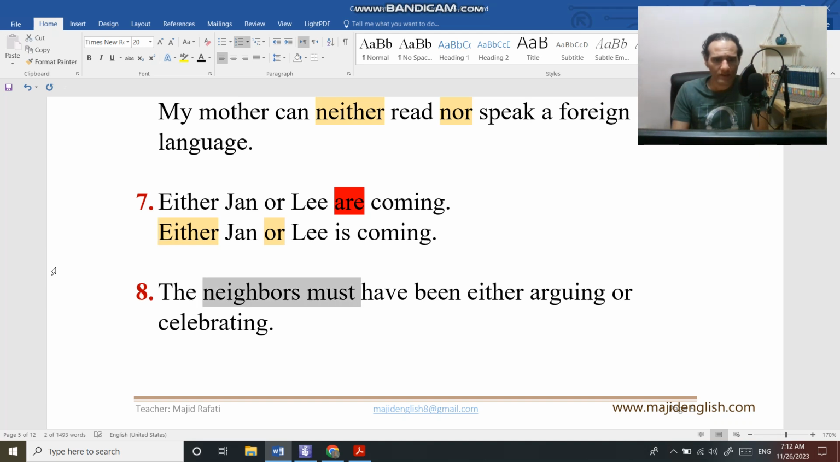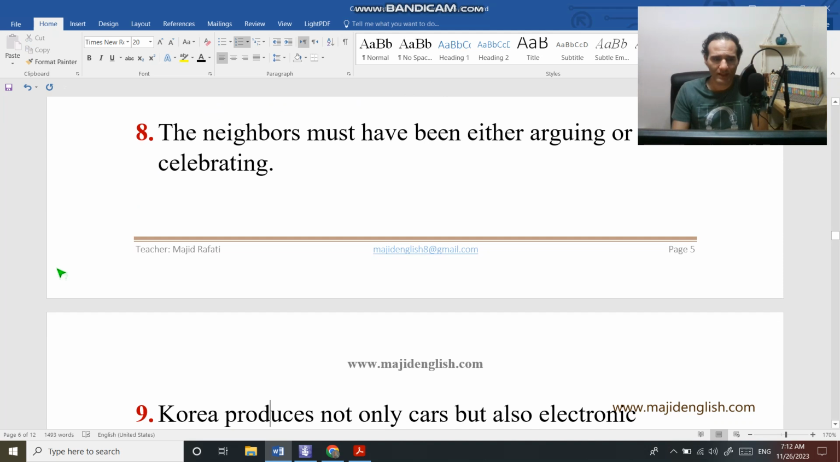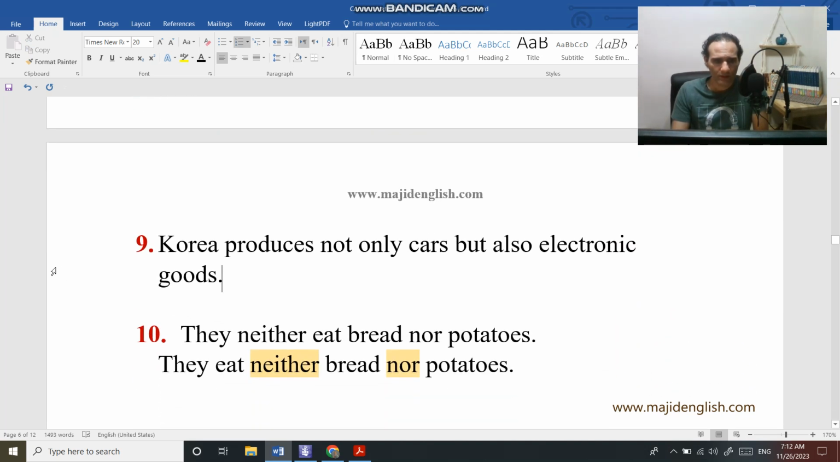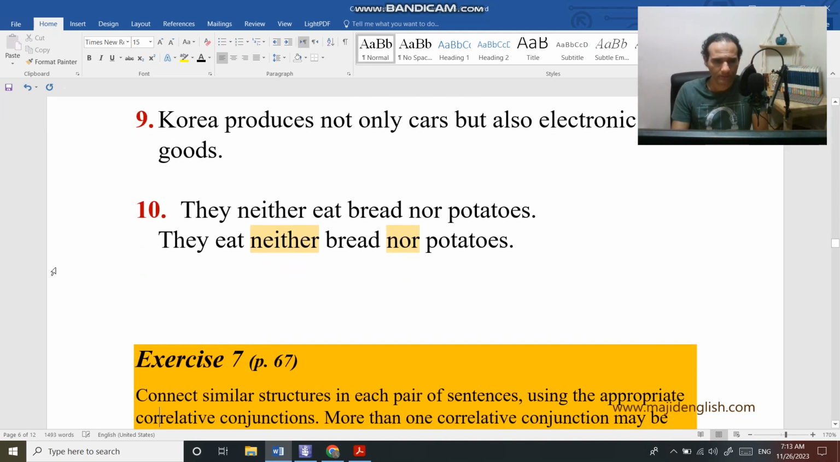The neighbors must have been either arguing or celebrating. This is not incorrect. This is correct. Korea produces not only cars but also electronic goods. Not only cars but also electronic goods. No problem. And number 10, they neither eat bread nor potatoes.